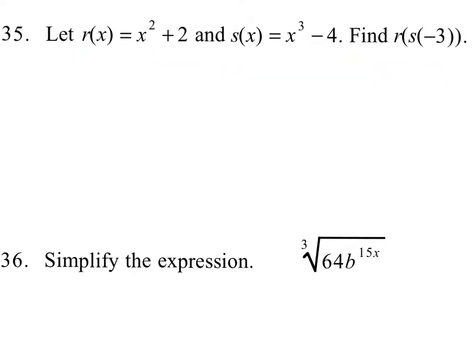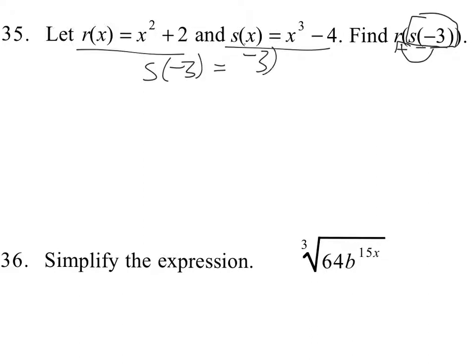Here we've got some composition of functions. We're given r of x and s of x. We've got to find r of s of negative 3. What this means is just we've got to plug negative 3 into s. Whatever we get as an answer, then we're going to plug into r. So s of negative 3 is equal to negative 3 cubed minus 4. Negative 3 cubed is negative 27. Minus 4 is negative 31.